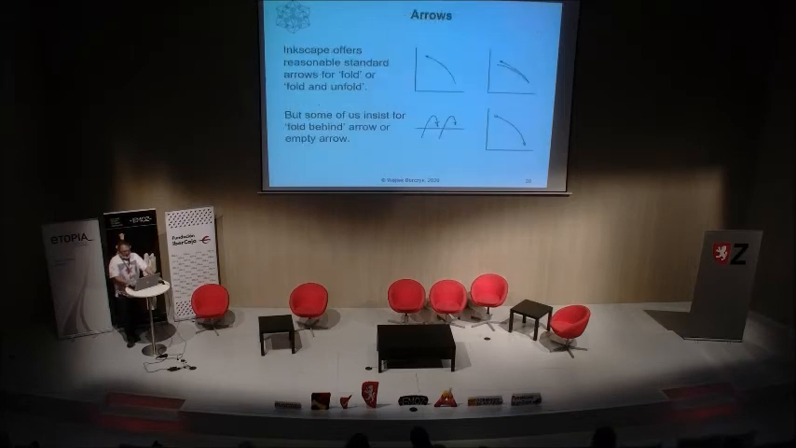Next thing, arrows. Inkscape offers reasonable standard arrows for fold or fold and unfold lines, but some of us insist for fold behind line or empty arrows. So how to get it?